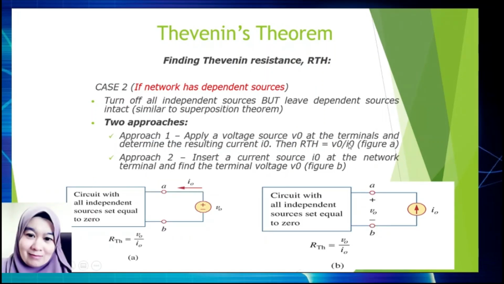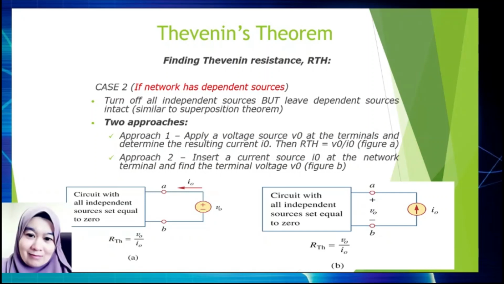So in case 2, the network has dependent sources. In case 1, there is no dependent source. In case 2, the network has dependent sources. So what we need to do is turn off all independent sources, but leave the dependent sources intact. It is similar to the superposition theorem.